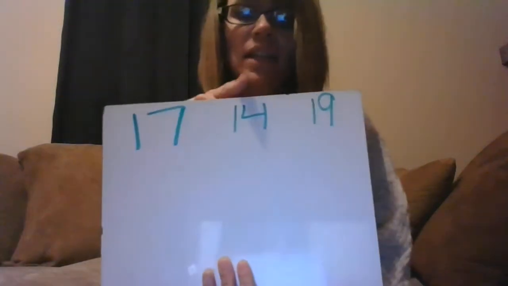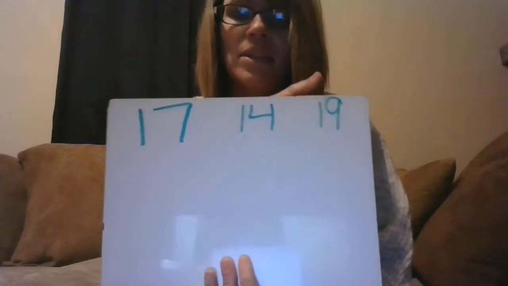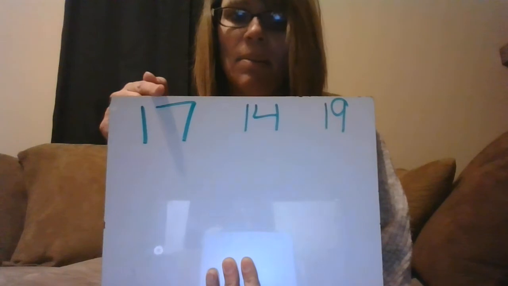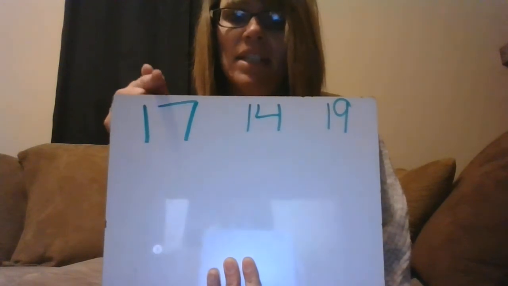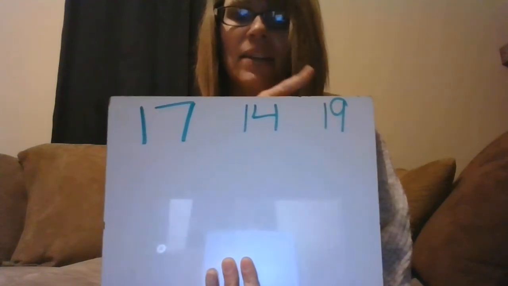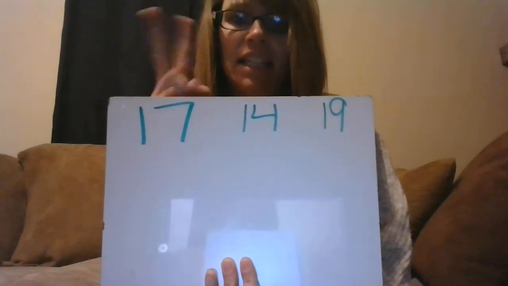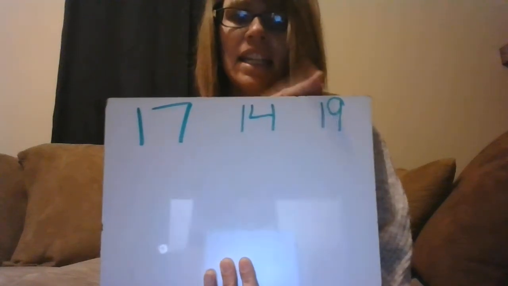Then also thinking again about 19, we said that that one's greater, but how much greater is that one than, let's say, our 17? So remember that strategy again: putting 17 in our head and counting up until we reach 19. So 17, 18, 19. 19 is 2 greater than 17.